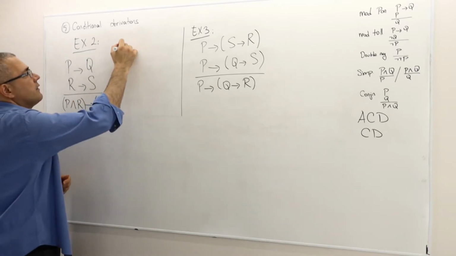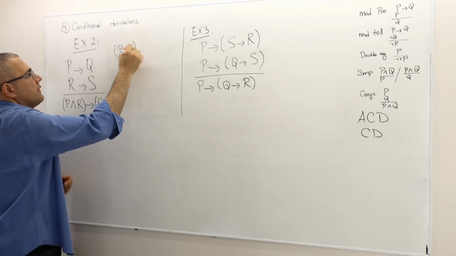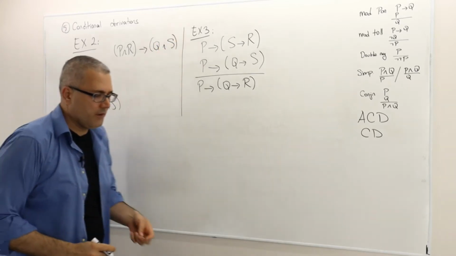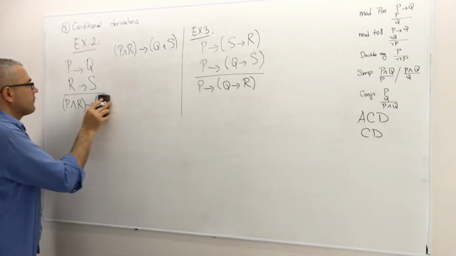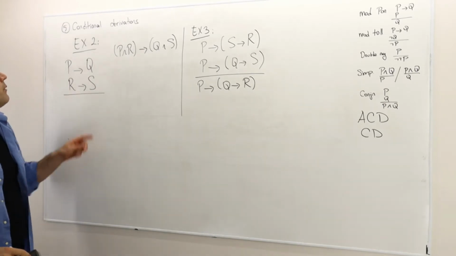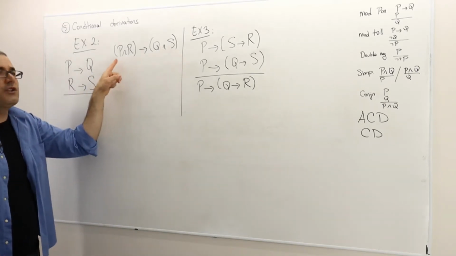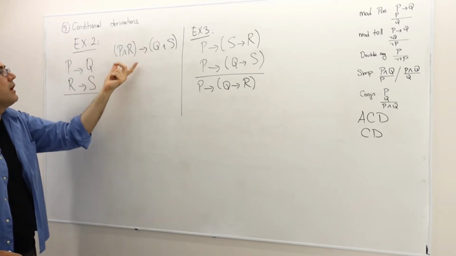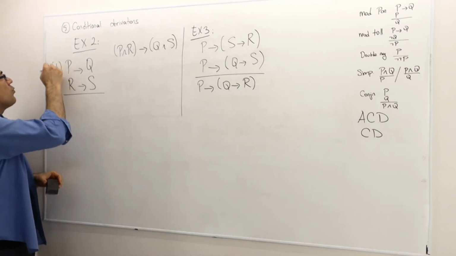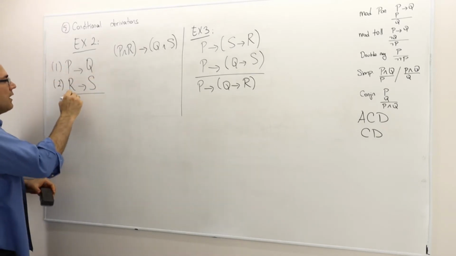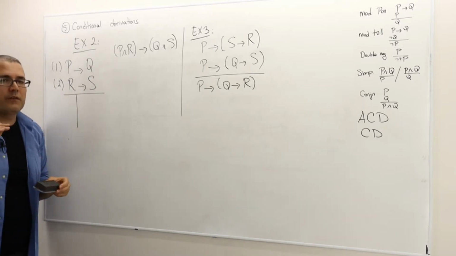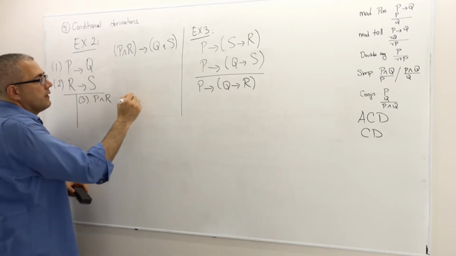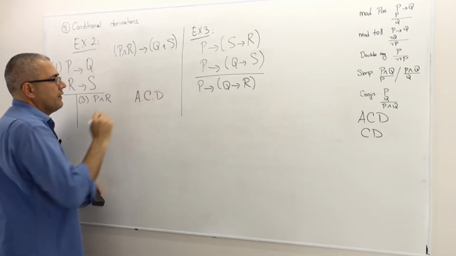So let me write this conclusion here because I'm going to erase this, because I want to deduce this from these two premises. Okay, so how do I start my proving? Well, the conclusion that I'm trying to reach is another conditional statement, right? So therefore, I'm going to start. This is line 1, this is line 2. These are the premises. So I'm going to open a sort of a sub-proof. In line 3, I'm going to assume P and R. So this is assumption for conditional derivation.